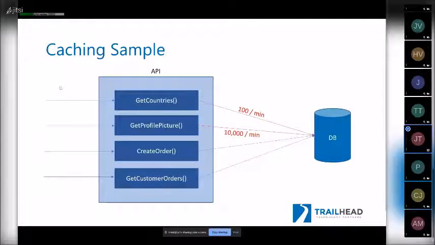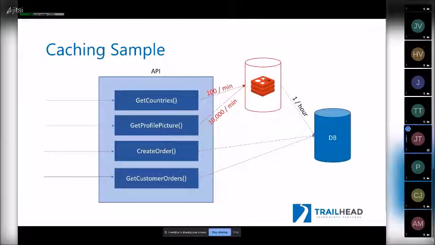Now imagine that in your application, the profile pictures are being requested 10,000 times a minute, and the countries dropdown is needing to load about 100 times a minute. Well, you can imagine a scenario where that's enough to keep your database busy, just loading profile pictures and loading countries, even though those really change pretty infrequently. And now maybe the database isn't going to be very responsive, or maybe it's going to time out when you're trying to create an order or get all of a customer's orders.